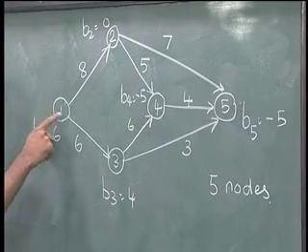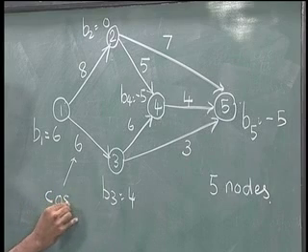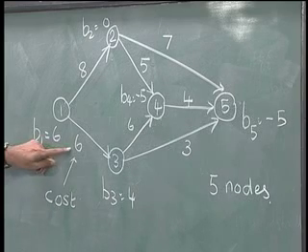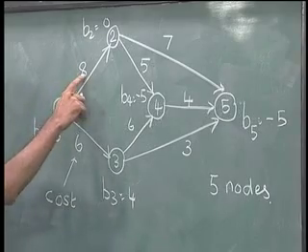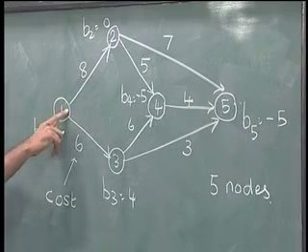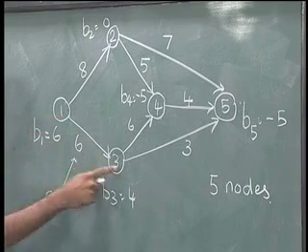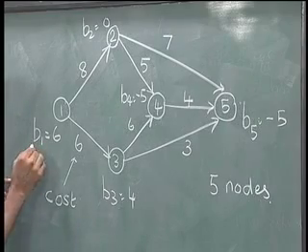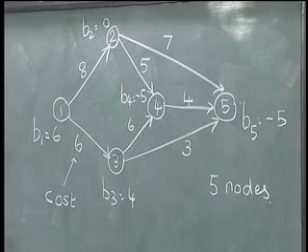Now, each of these arcs has an arc weight which represents the cost of transportation or cost of flow associated with this arc. For example, it costs 8 to transport a unit from 1 to 2, while it costs 6 to transport from 1 to 3. Now, in addition, we also have some values associated with these nodes.